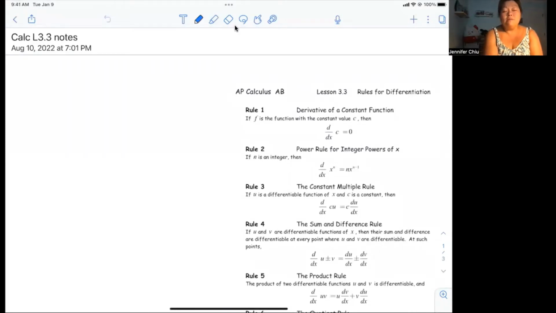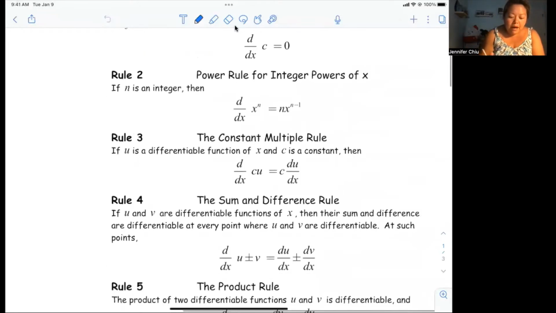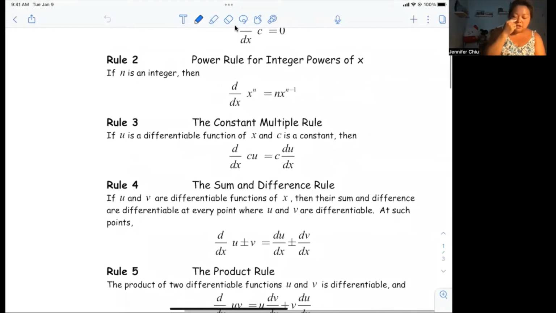So now we have some tools under our belt, and we have some ideas here to help you with a quicker way of finding the derivative of each polynomial function first, and then later we'll actually find it for trig functions and exponential functions and so on and so forth. Okay, so power rule for integer function. This is actually our bread and butter for a while, right?